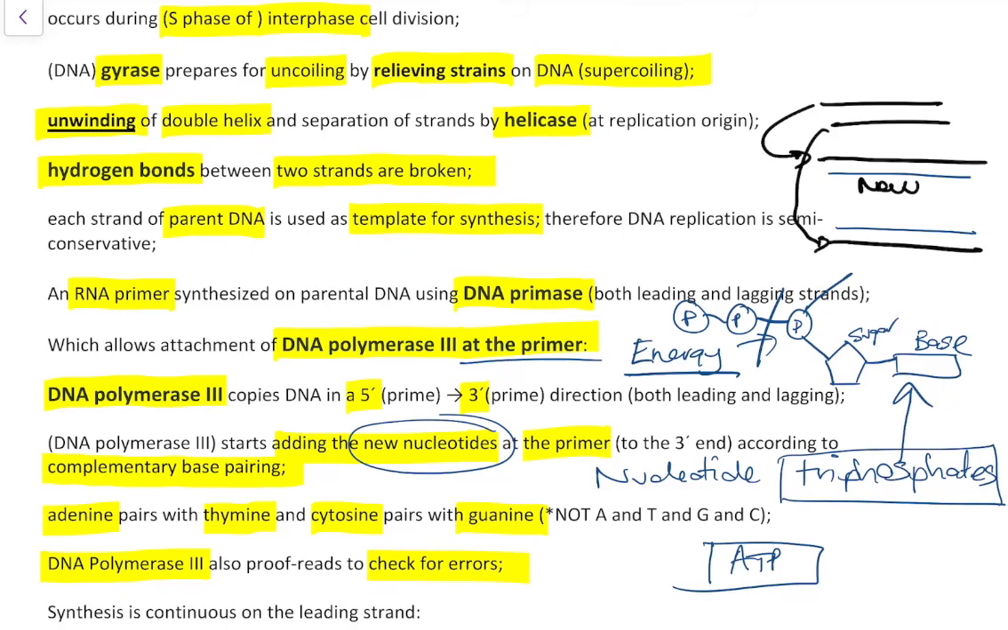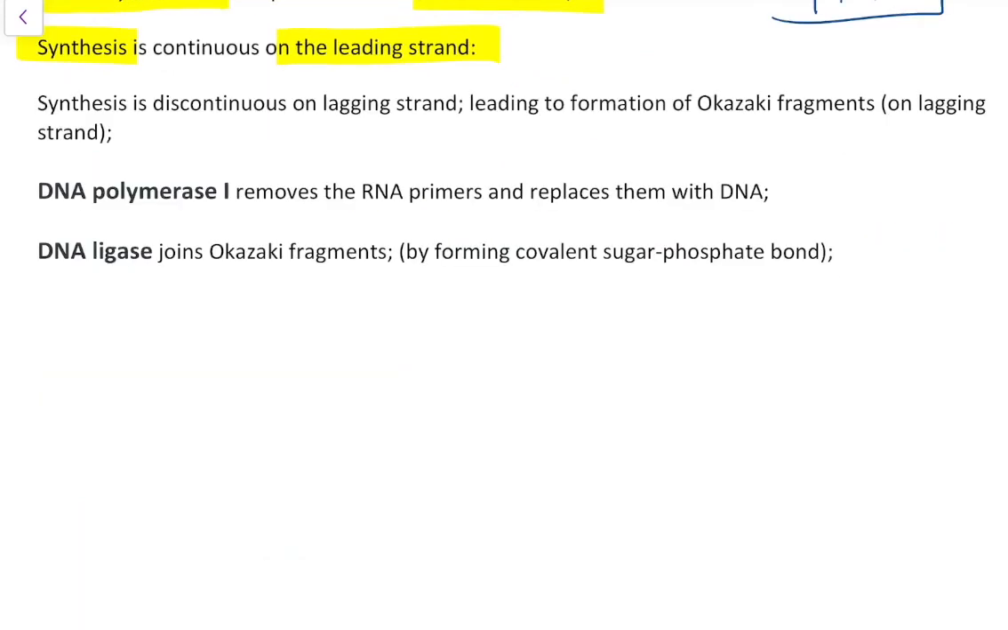So the synthesis on the leading strand is continuous because it can run 5' to 3' towards the replication fork. But the synthesis on the lagging strand is discontinuous because it can't run towards the replication fork 5' to 3'. It has to run away 5' to 3', leading to the formation of Okazaki fragments.